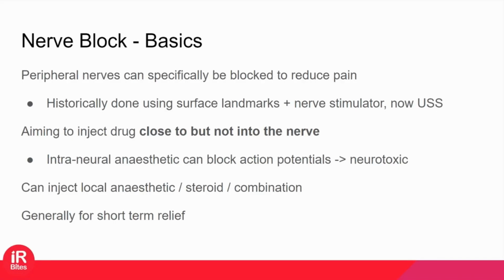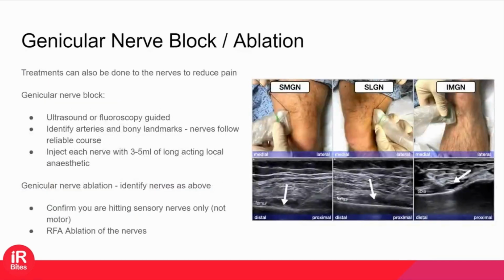And once you're there, you can inject a drug. You inject either local anesthetic or steroid or something near the nerve, but not directly in it, because if you inject local anesthetic right into the nerve, it can block action potentials and is neurotoxic. So you want it to be nearby and it just diffuses then. Alternatively, for ablation, it's the same process of localizing the nerve, but instead of going in with a needle and injecting a drug, you go in with a radiofrequency electrode and effectively burn or ablate the nerve.